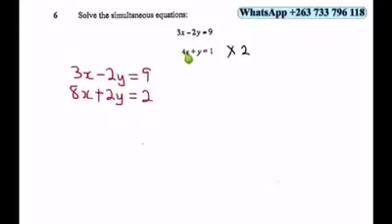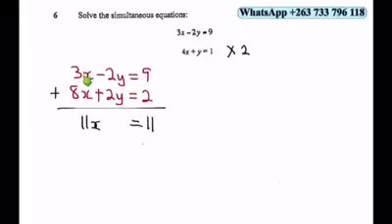So this becomes 8x plus 2y is equal to 2. Therefore, since I have different signs, I'll just add and get a 0 here. The idea is to get rid of 2y here. So 3x plus 8x is 11x, minus 2y plus 2y is 0. 9 plus 2 is 11. Then I will divide by 11 both sides. Then x is equal to 1.